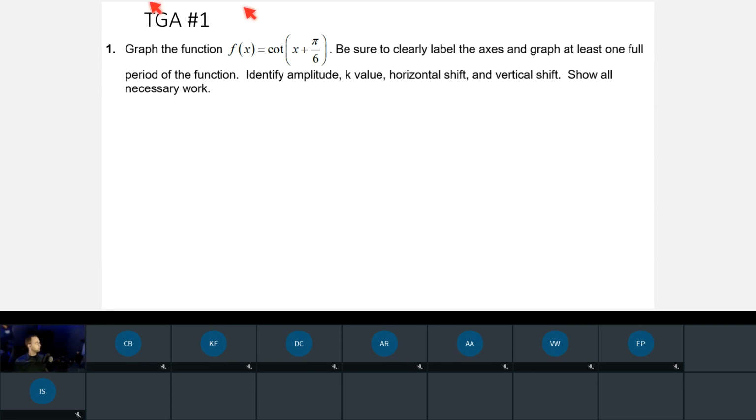But anyway, TGA 1 says: graph the function f of x equals cotangent of this quantity. Be sure to clearly label the axis and graph at least one full period of the function. Identify the amplitude, k value, horizontal shift, and vertical shift, and show necessary work. So you can graph this by hand.